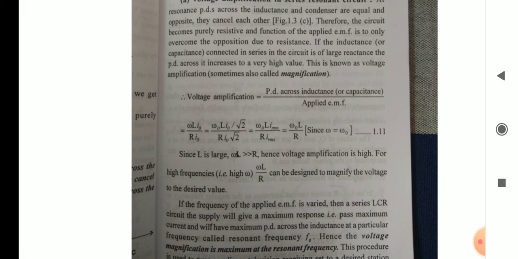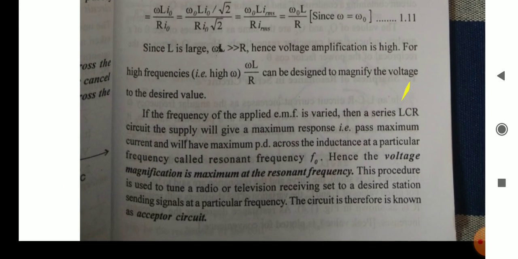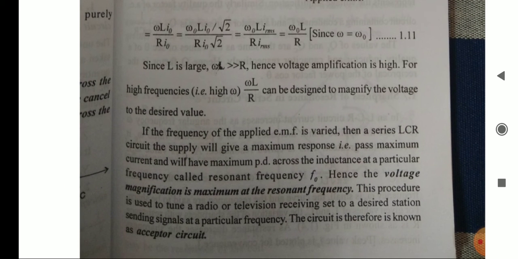If the frequency of the applied EMF is varied, then the series LCR circuit will give a maximum response, that is, it passes maximum current and will have a maximum potential difference across the inductance at a particular frequency called the resonant frequency f0. Hence the voltage magnification is very high at the resonant frequency.